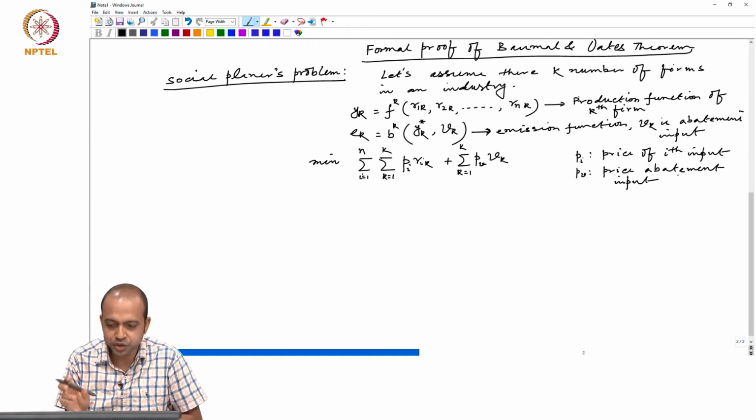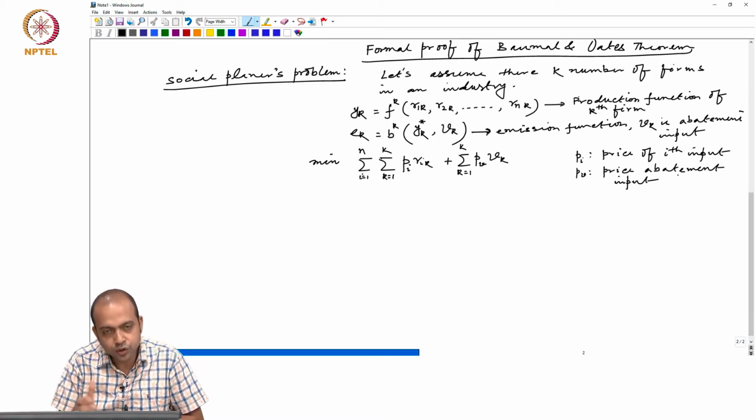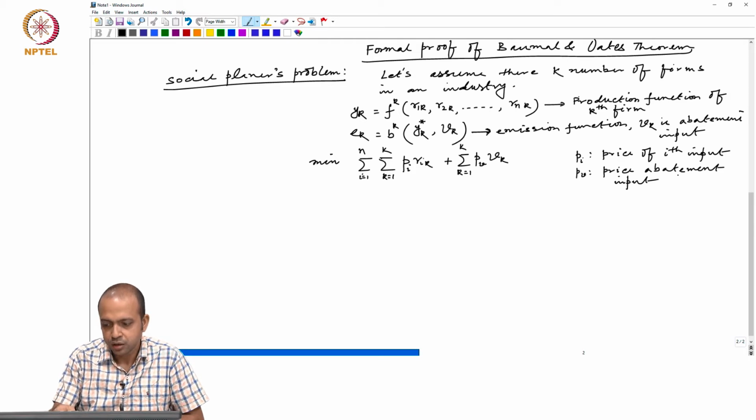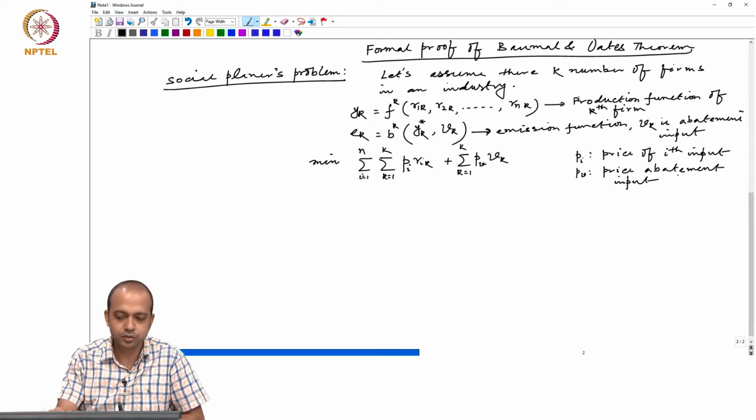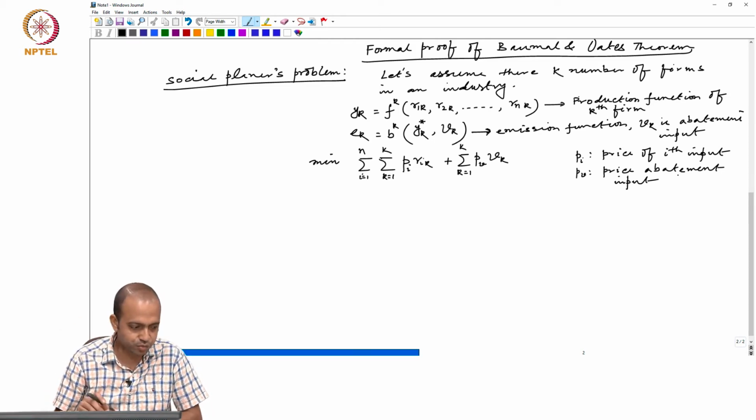So, in the social planner's objective function, there are k number of firms and each firm is using n number of inputs. When I am taking the double summation, the first summation is summing over inputs, the second summation is summing over firms. So, the double summation Pi Rik captures all the firms' input cost, and here this is only summing over firms. That means each firm is using only one abatement input, that is V, and the price of this is PV. Right. So, this captures the abatement cost of all the firms. So, the social planner is trying to minimize the cost of production plus the cost of abatement, right. This is the objective function.